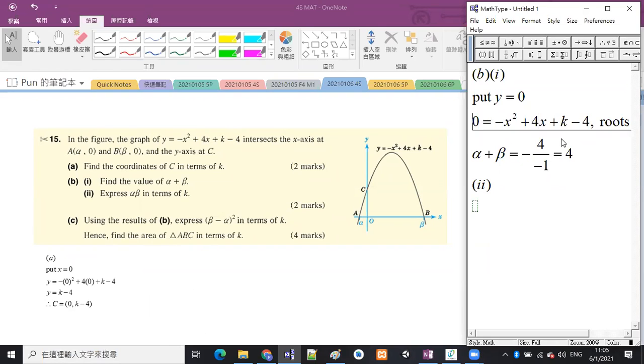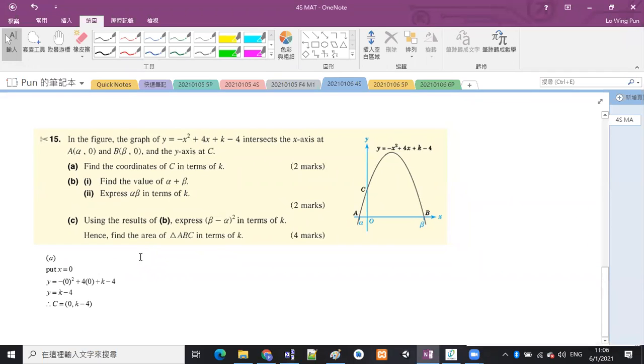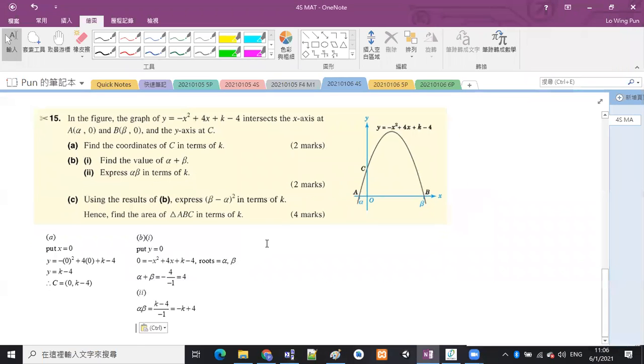Okay. Therefore, to find alpha times beta is to find the product of the roots. And for the product of roots, we have a formula: c over a. In this case, c is k minus 4 and a is negative 1. So it's just negative k plus 4. And it is in terms of k, right? So this is part B.